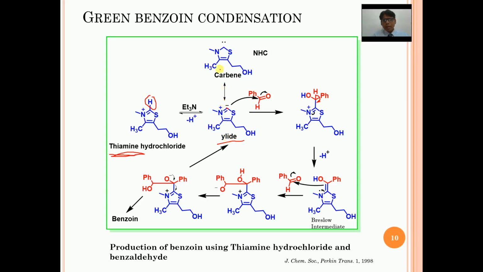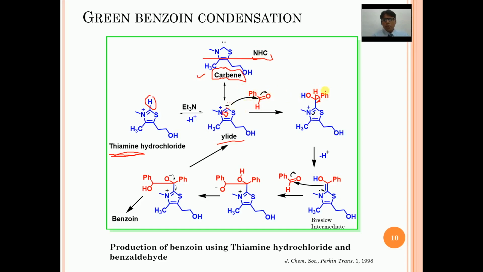This in fact gives a carbene. These electrons come here and these charges come here, and the lone pair of electrons remain with this carbon. So the carbene is generated. Since it is part of a heterocyclic unit, it is called an N-heterocyclic carbene. Now this carbanion attacks the carbonyl carbon, electrons moving like this.